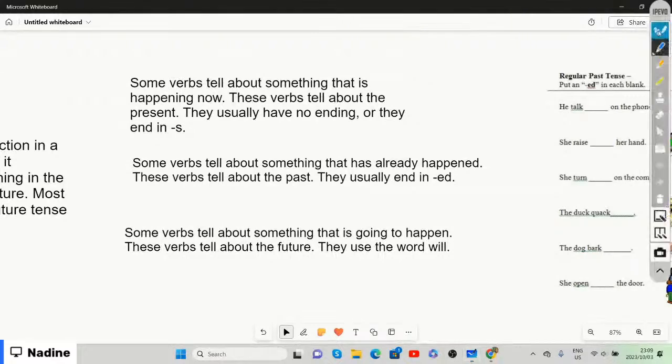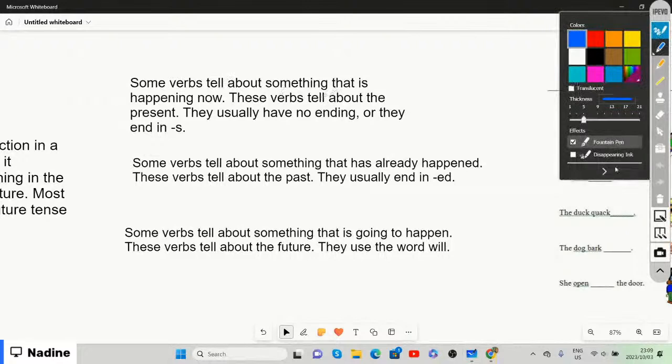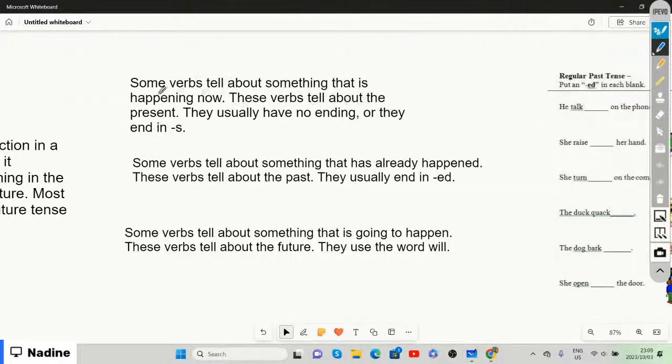And when it comes to verbs, they usually have no ending, right? So if you said it's happening now, there is no ending to something that is happening now. It is ongoing. So when it comes to the verbs that tell us about the present, they usually have either no ending or they end in s.